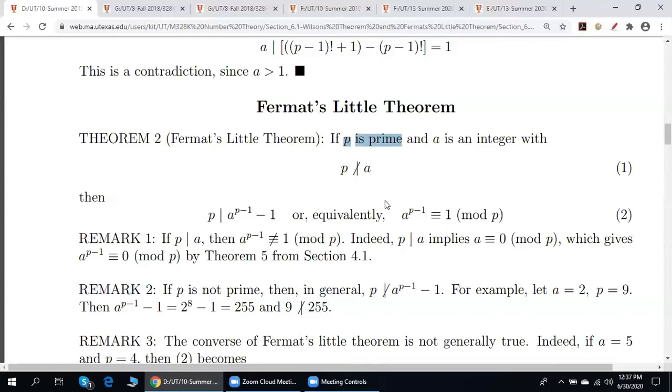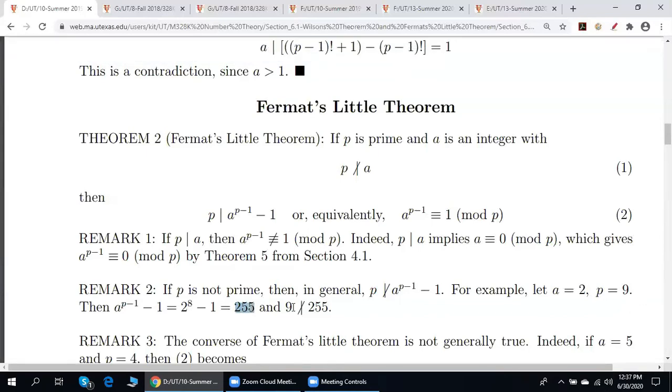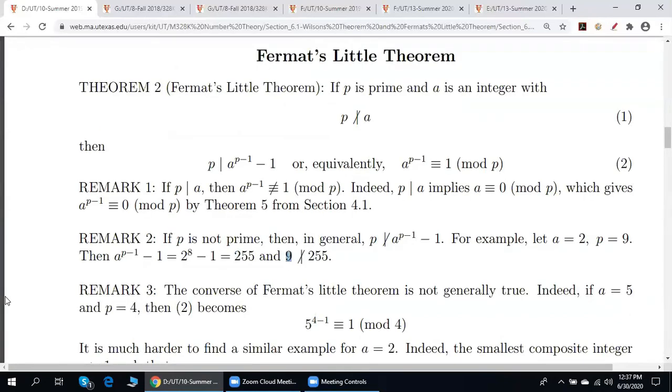This condition is also important. For example, if a is equal to 2 and p is 9, p is not a prime number. Then a to the p minus 1 is 255. This number is not divisible by 9. However, please take a look at this word, in general. We put here in general because sometimes p is not prime, but this is true.